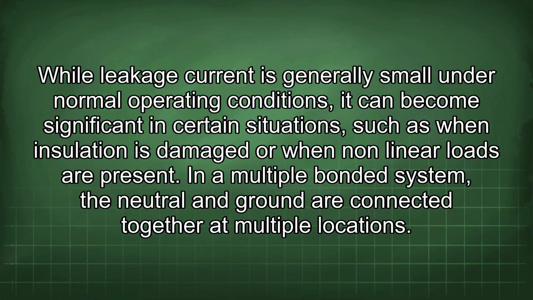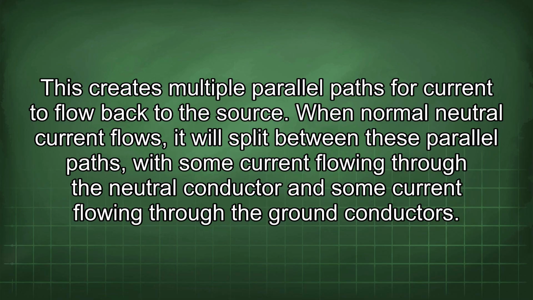In a multiple bonded system, the neutral and ground are connected together at multiple locations. This creates multiple parallel paths for current to flow back to the source. When normal neutral current flows, it will split between these parallel paths, with some current flowing through the neutral conductor and some current flowing through the ground conductors.